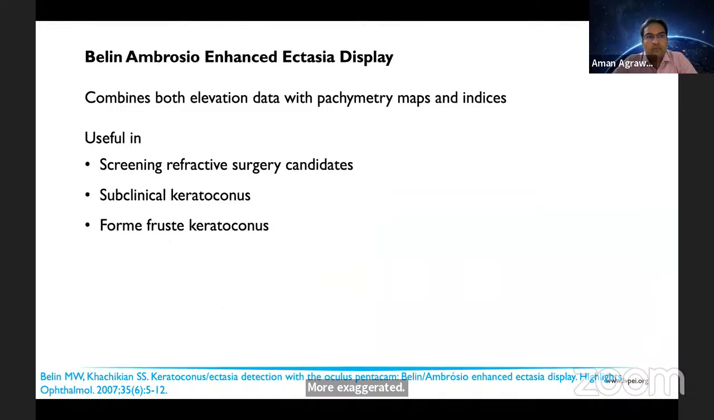So this is what is used in the BAD analysis or the Belin-Ambrosio enhanced ectasia display. Basically, it combines both the elevation data with the pachymetry map and indices. It is useful in screening refractive surgery candidates. It can help us pick subclinical keratoconus and forme fruste keratoconus as well.